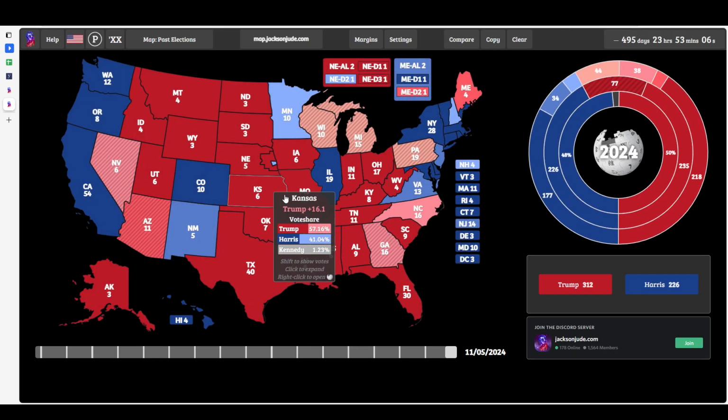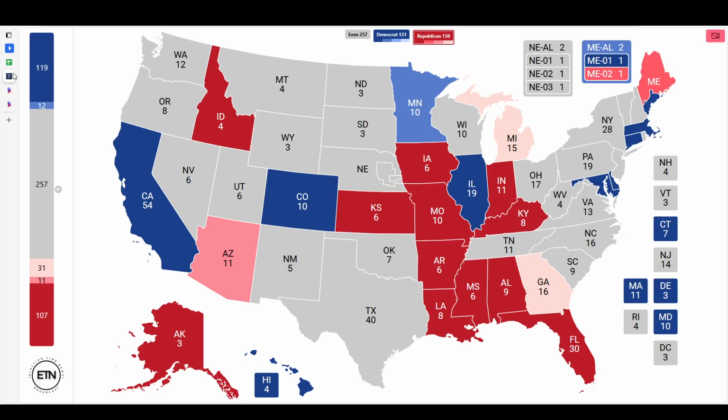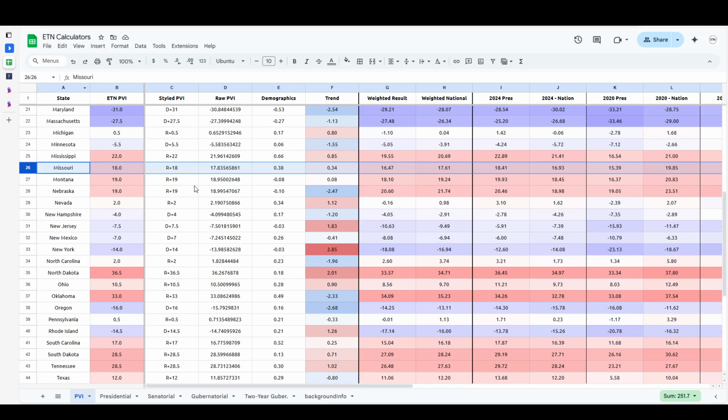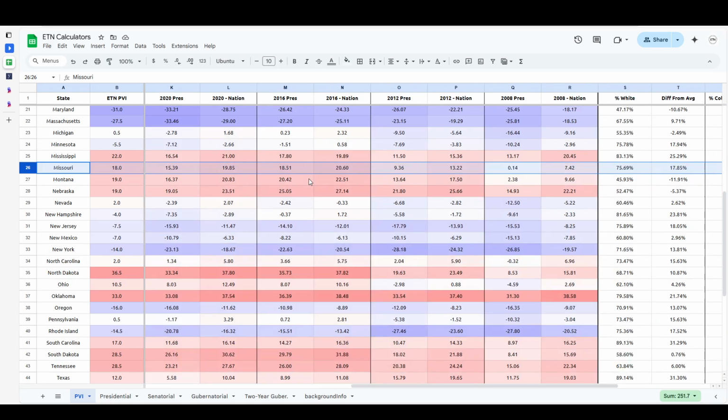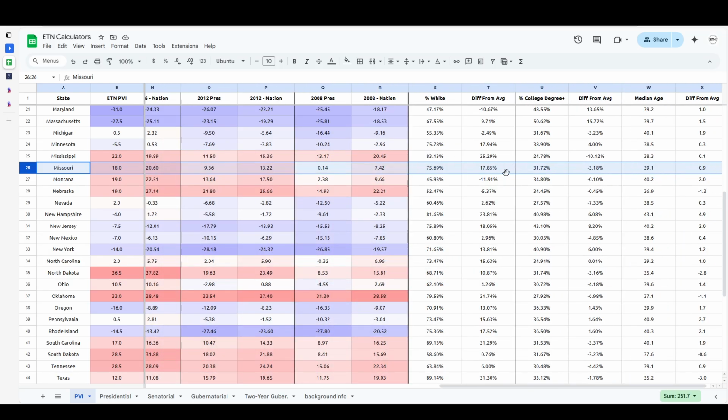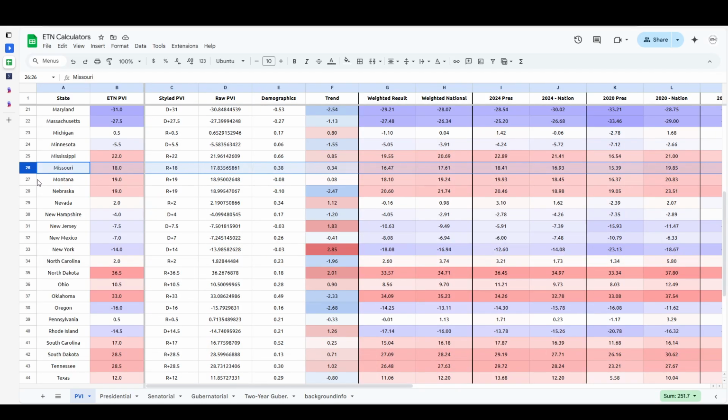Both of those are actually going to start going blue, but it will take a long time as they have a lot of ground to cover. R plus 18 in general, we do have a very white population, a bit less college educated, and a bit older. Montana, R plus 19.